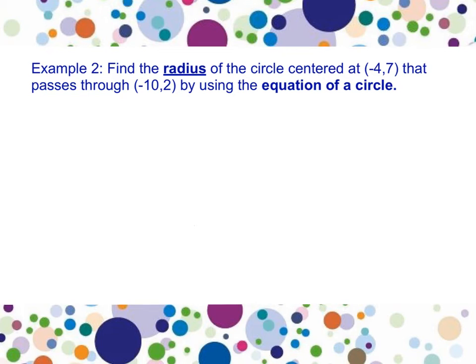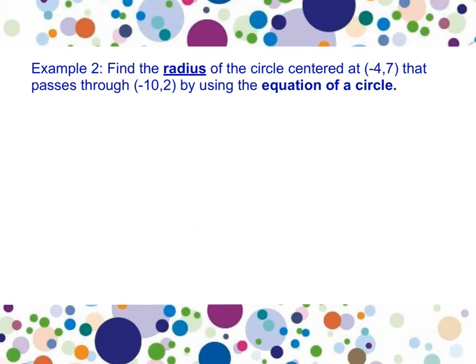In our second example, we're doing the exact same problem. So we already know the answer. We already know it's the square root of 61. But I'm going to show you a different method using the equation of a circle. And I like this method better, but you can use whichever method works for you.